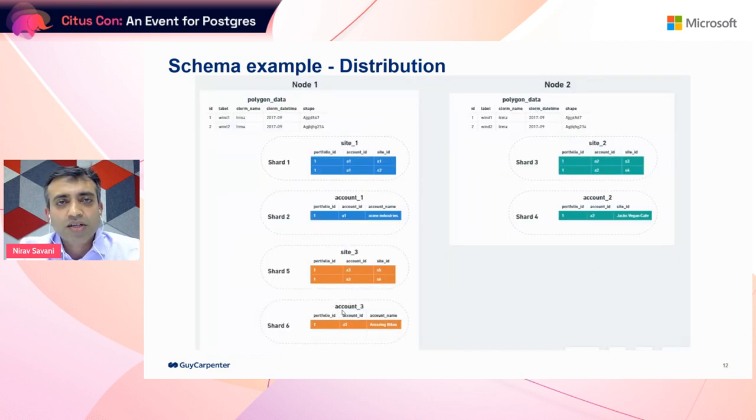Here is another representation of what that looks like. If there are two nodes in the cluster, all the data for account A1 in all the tables, whether it's site, account, policy, or a few other tables, will be co-located in node one. So whenever a query is made for data from account one, it's all joined on a single node, and it doesn't do a cross node join. And as you can see, the polygon data is replicated because it's marked as a reference table. So whenever we join data between site, account, and polygon, it's all going to come from the same node.